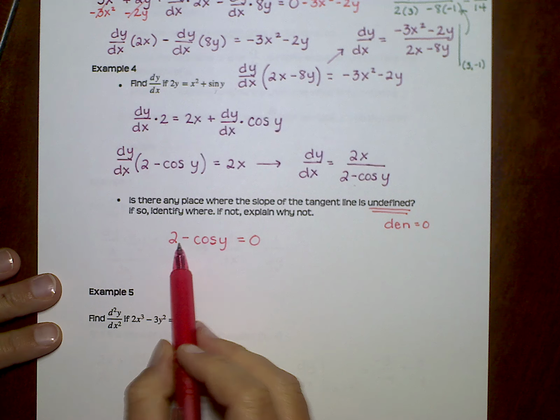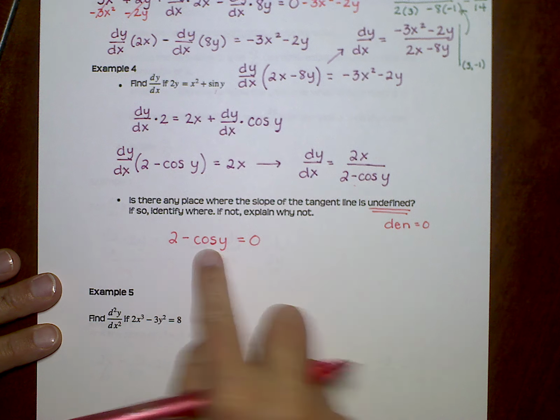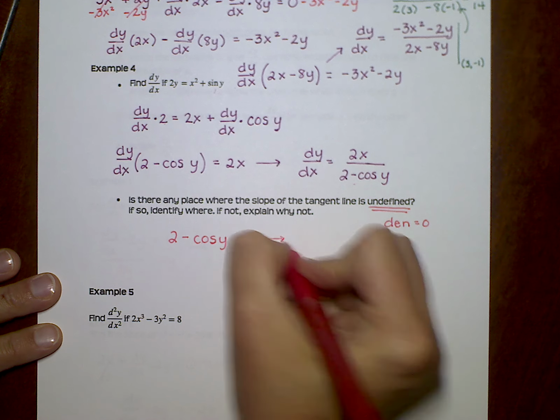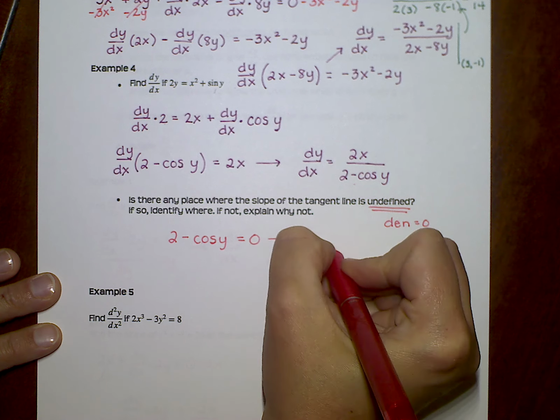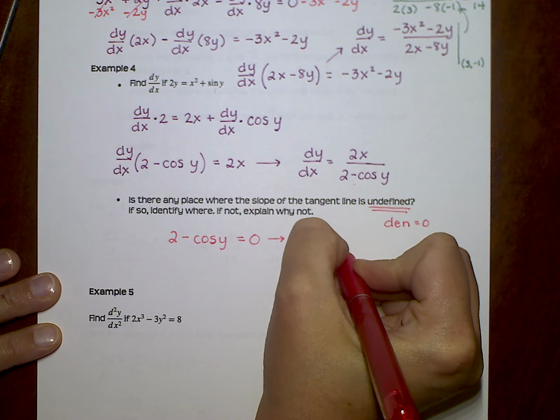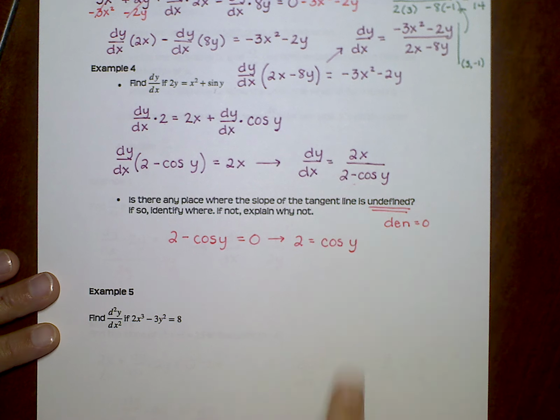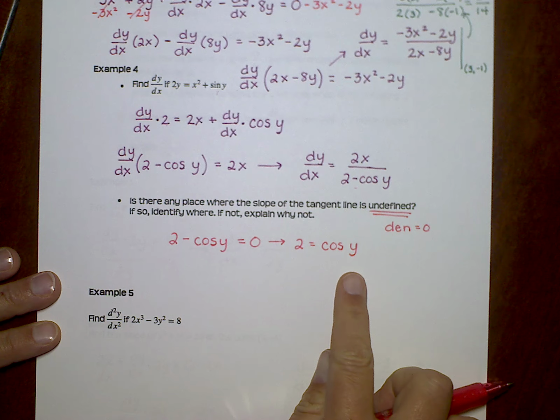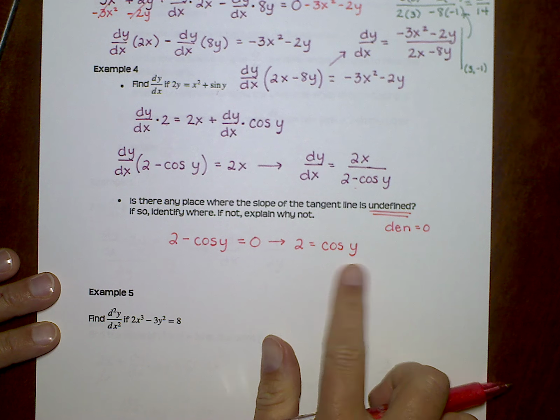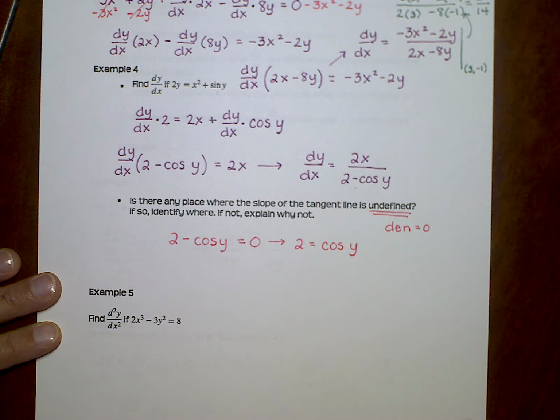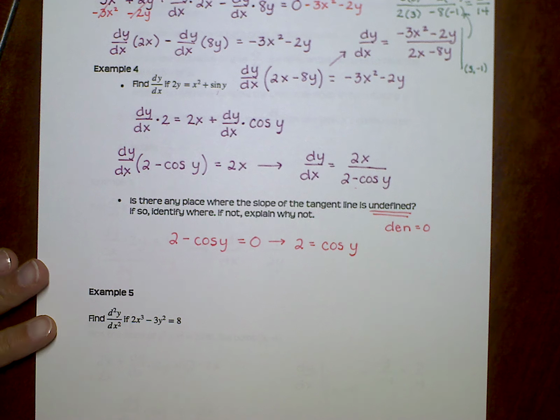Well, if 2 minus cosine y equals 0, if I move the cosine y to the other side, what I would end up with is 2 is equal to cosine y. And so can we get an answer for that? Is there a y value where if I took a cosine it would equal 2? Because if there is, that's going to cause me trouble. I hope your brain is telling you the answer right now. I hope that you're looking at that and you already know. But let me show you what you would do if you weren't sure.